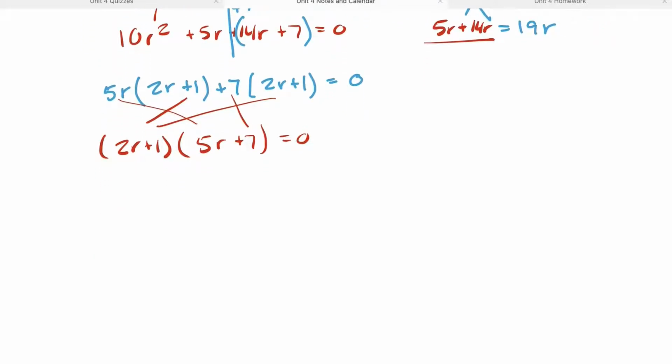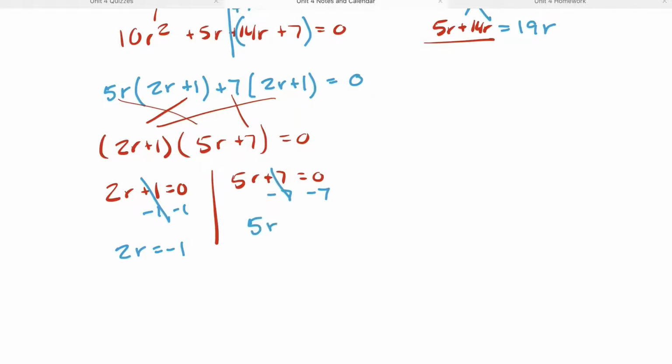Then we just need to set each factor equal to 0. So 2r plus 1 is equal to 0, and 5r plus 7 is equal to 0. Okay. Subtract 1 from both sides. 2r equals negative 1. Subtract 7 from both sides. We get 5r equals negative 7. And then we divide both sides by 2. We get r equals negative 1/2. And if we divide both sides here by 5, we get negative 7/5.